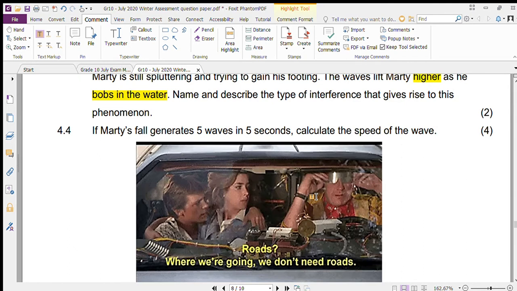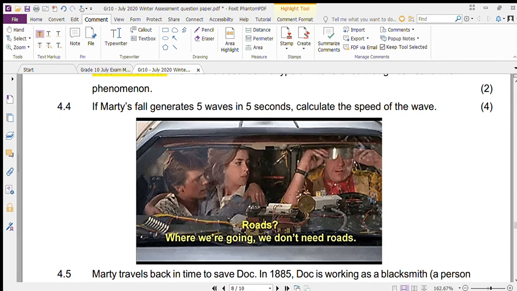Question 4.4. If Marty's fall generates 5 waves in 5 seconds, calculate the speed of the wave. So simple, but for some reason people struggled here. I think it was exam anxiety, I'm not too sure, but it's so simple. Guys, 5 waves in 5 seconds, that means it's a wave a second. So it's going to be 1 hertz, that's 1 mark.